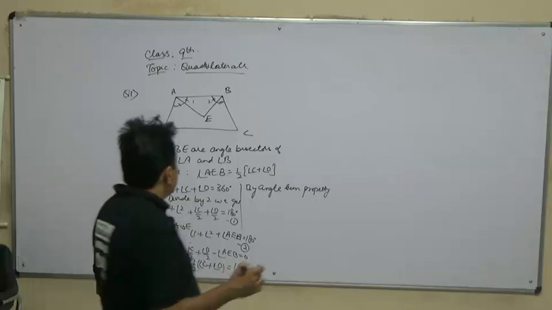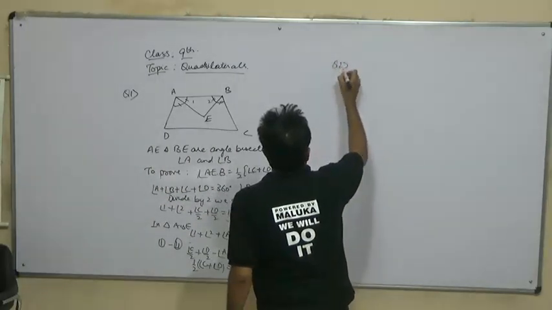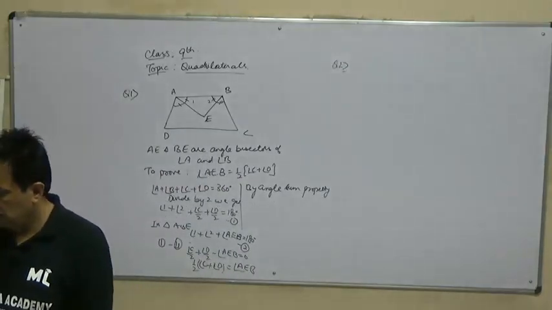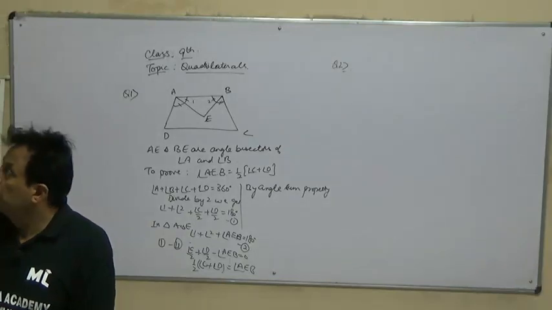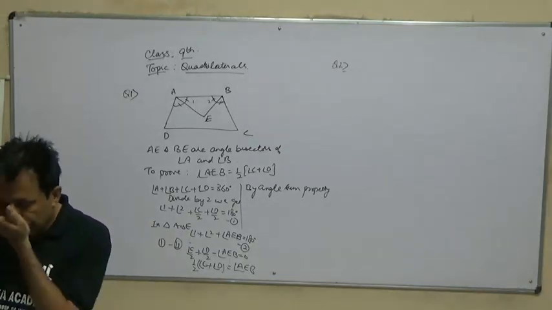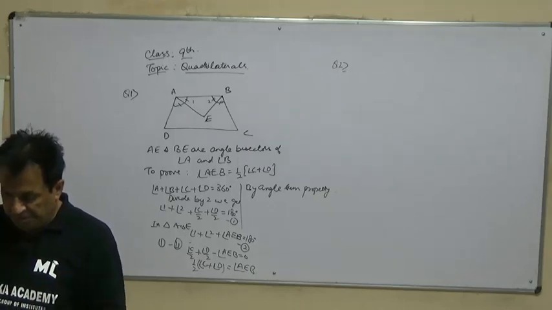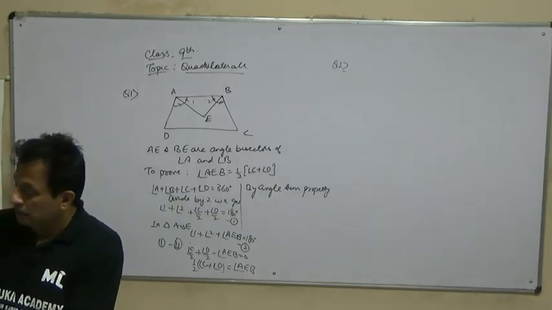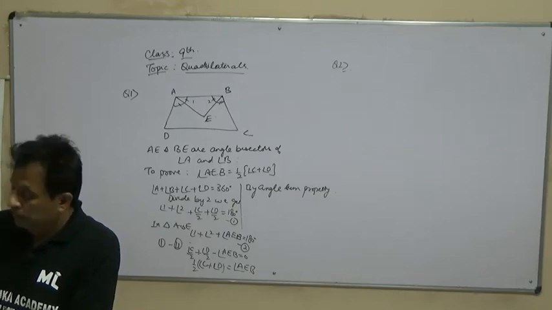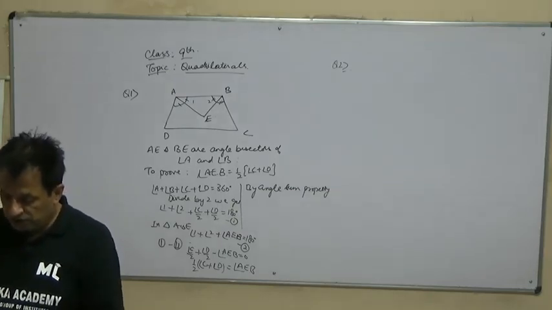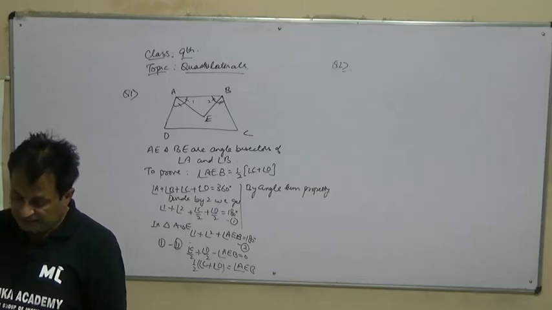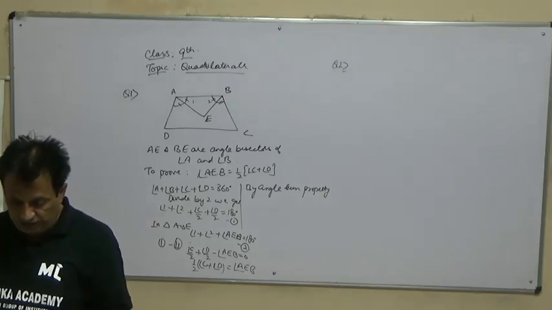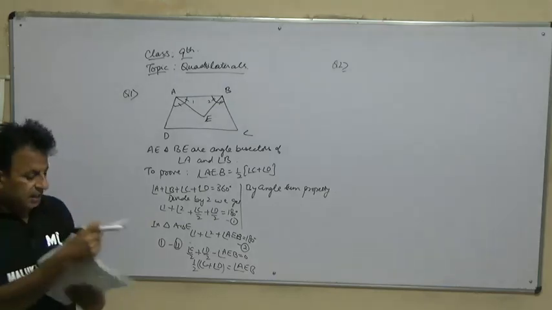Then the next question, the second question. Now in the second question, we are given something that we have already covered in congruence of triangles, so we leave this. Then next is the second question from here.